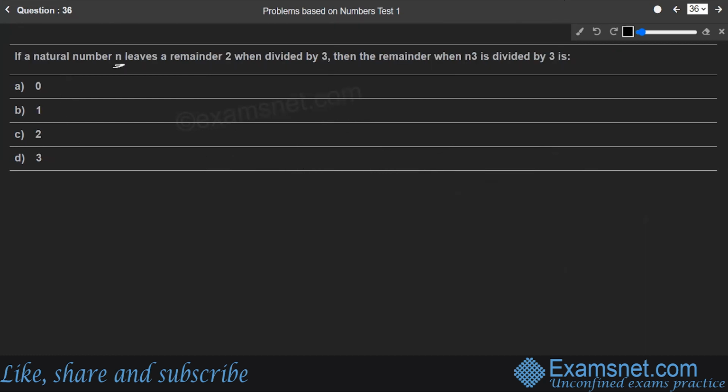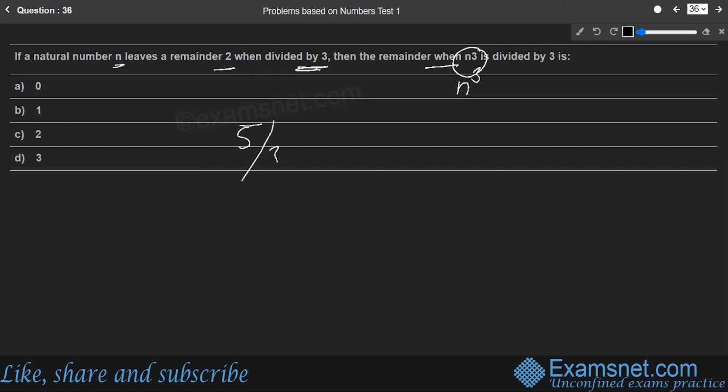If a natural number n leaves the remainder 2 when divided by 3, then the remainder when n cube is divided by 3 will be how much? Okay, this is the question. So he says a natural number n leaves the remainder 2 when divided by 3. See, whenever a number is divided by 3 and it is leaving the remainder, that is the case when the last digit is equal to 5.